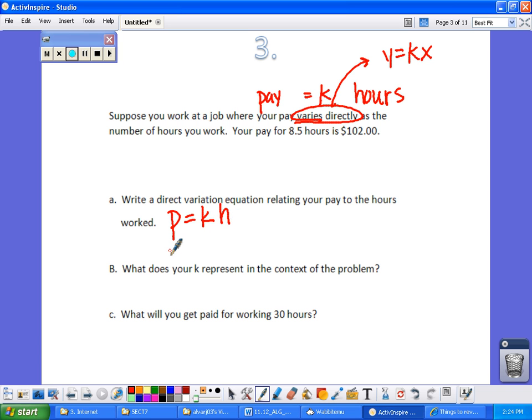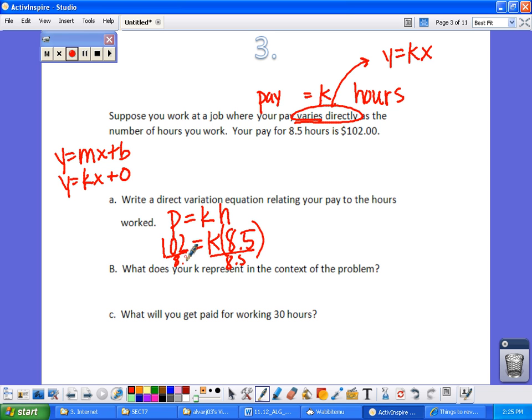So my pay that I was given was $102. I don't know k, but I know that the hours are 8.5. Now if I want to know what the k value is, remember, this is really like the difference between this and this is that there is no base in this one, or y-intercept. It's just 0. And instead of m, they chose to use k, but it's still the same thing. So I'm going to divide by 8.5, and I'm going to divide by 8.5. So my k value is 12.